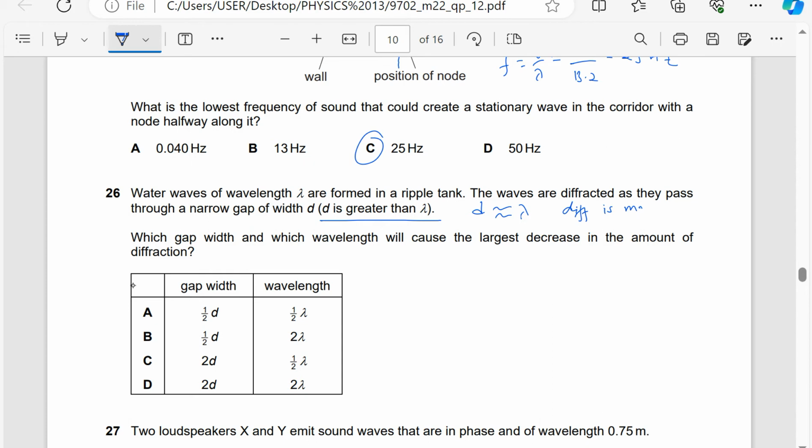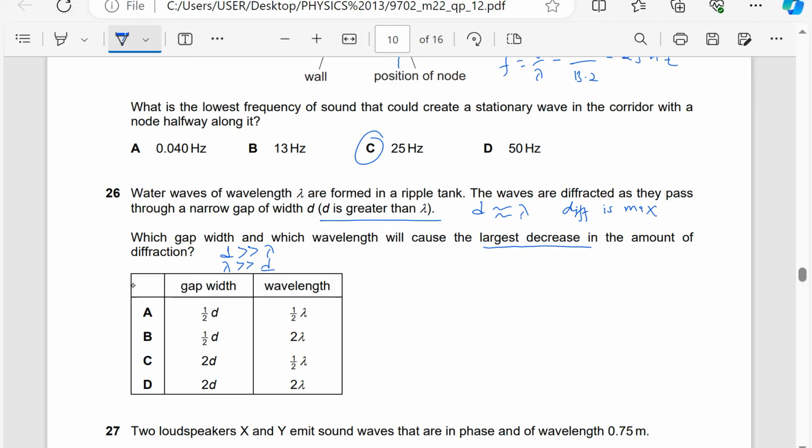So if we want to have the largest decrease in the amount of diffraction, either D should be much bigger than lambda, or lambda should be much bigger than D. Either way, D much smaller than lambda, or lambda much smaller than D, to cause greatest. Remember, initially D is greater than lambda. So if we increase D further, it is going to decrease diffraction. So let's see the options.